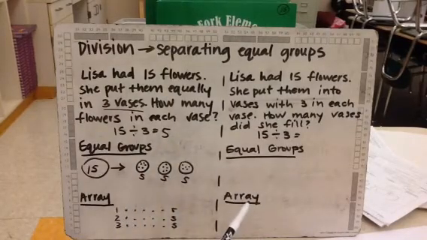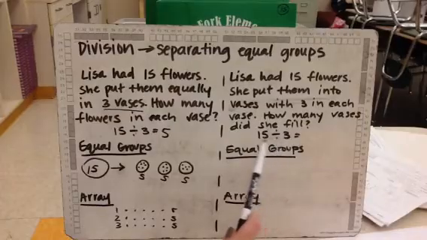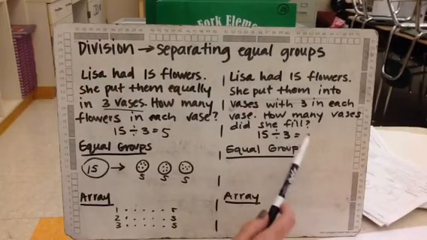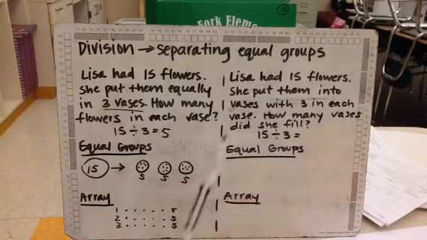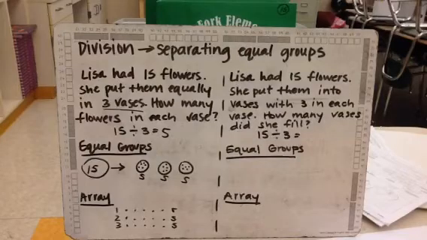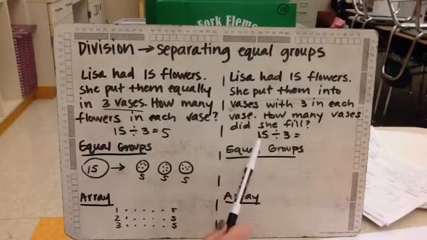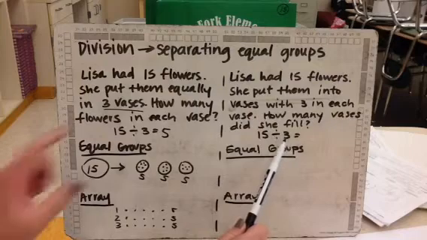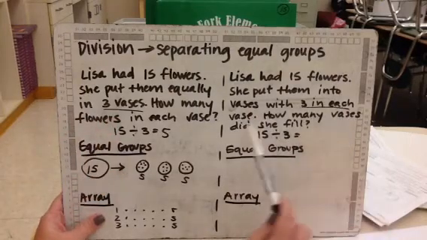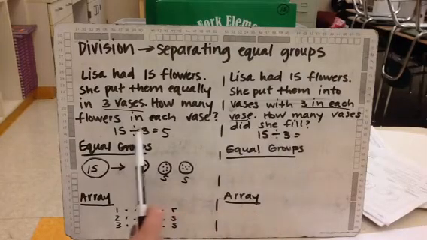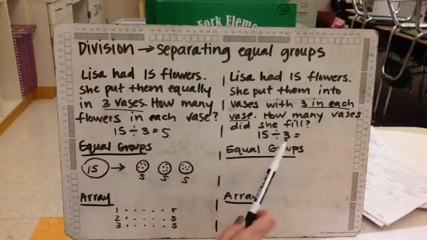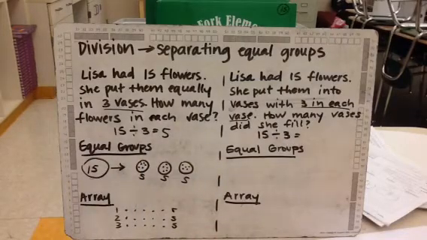Now, I want to move over to this story. You're going to see it's the same equation, so that means I'm going to get the same quotient here. But the story is very different. Lisa had 15 flowers. She put them into vases with 3 in each vase. How many vases did she fill? For this story, this dividend is again 15 flowers, but the 3 is not 3 vases. It's 3 in each vase. So this divisor here is actually telling me how many are going to be in each group. The other divisor told me how many groups. This one is telling me how many in each group. So I need to think a little bit differently.